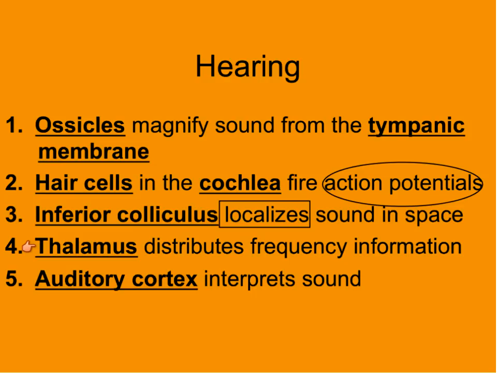The thalamus distributes frequency information. So frequency of sound waves, as you'll read about in the textbook, determines their pitch. So higher frequency sound waves are higher pitch, lower frequency sound waves lower pitch. Amplitude of the sound waves actually determines the volume, how loud it is. And then ultimately the auditory cortex helps us to interpret the sound. And this is really a nice segue into the section on perception, because the interpretation, I think, directly relates to this idea that I mentioned earlier of coming up with a mental image, right?